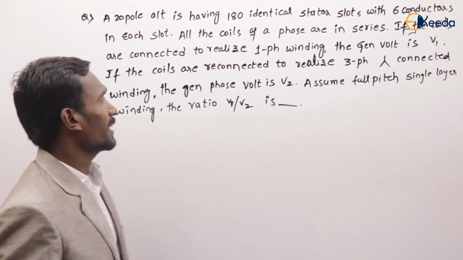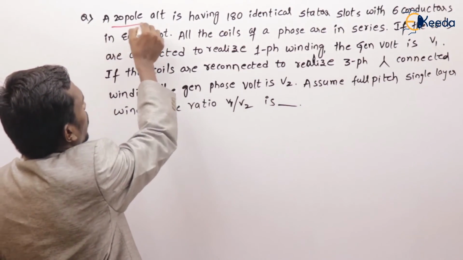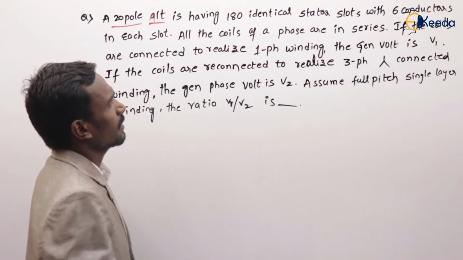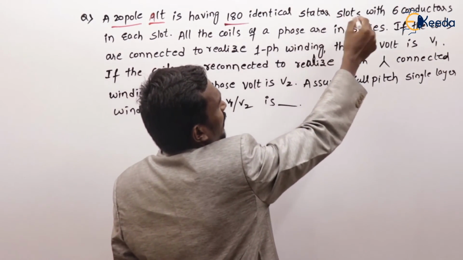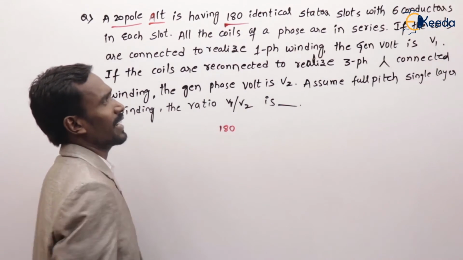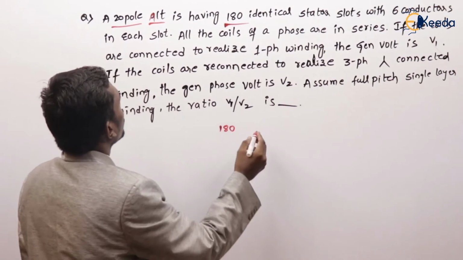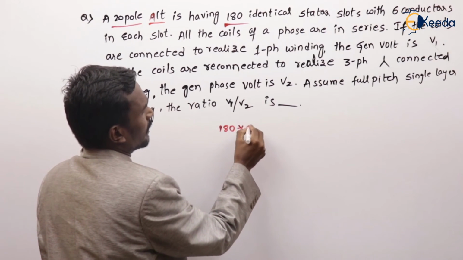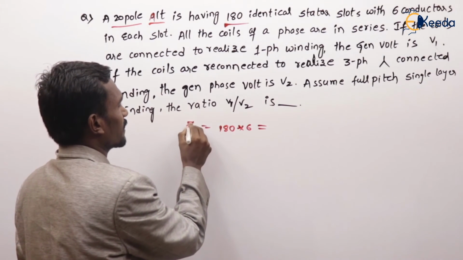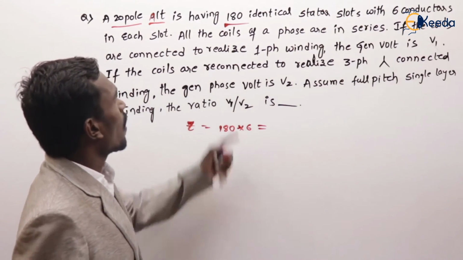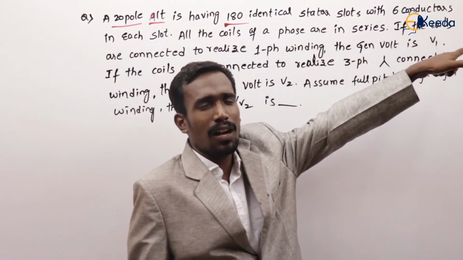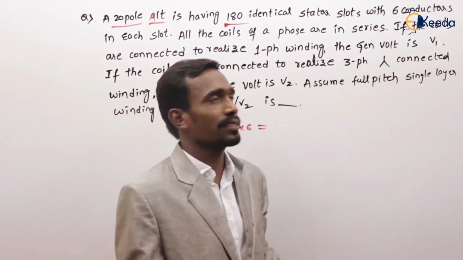Right, next question. See here. A 20 pole alternator is having 180 identical stator slots with 6 conductors in each slot. All coils of a phase are in series.